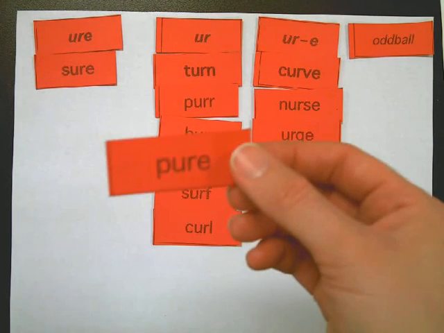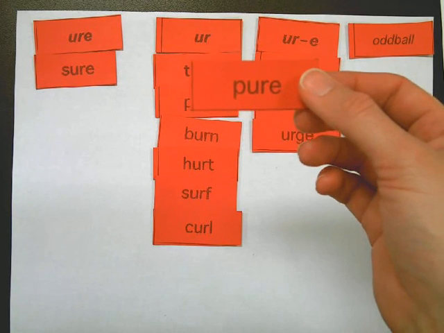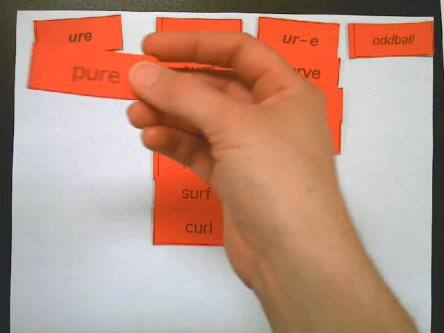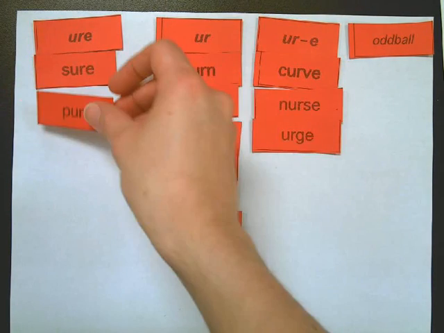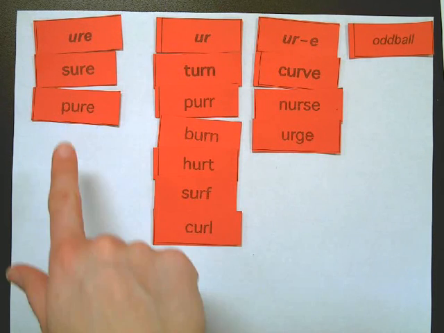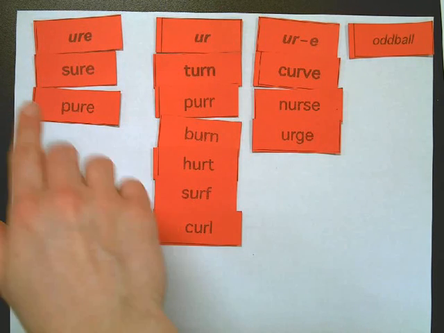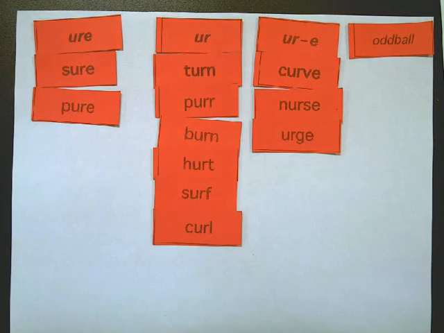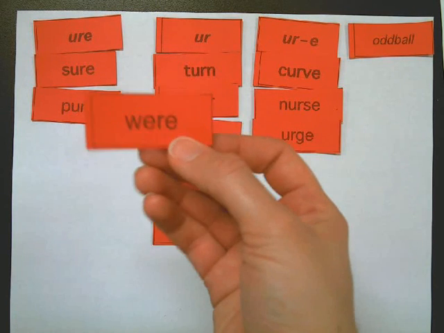Here's a word pure, and this one has a different sound. We don't hear the sound in this word. We hear it more like like in sure or pure. So we're going to set that one over here with the URE words that make a different sound.